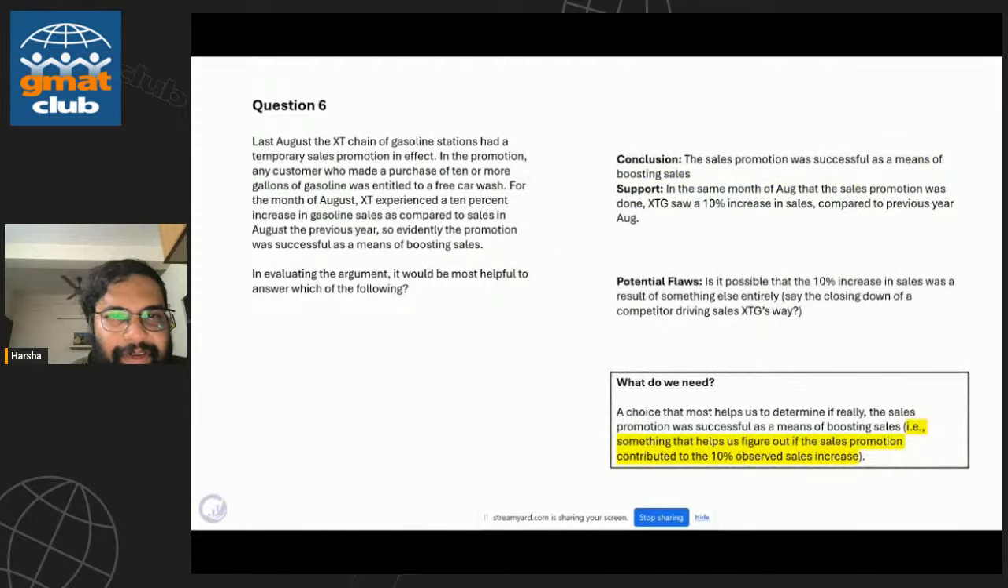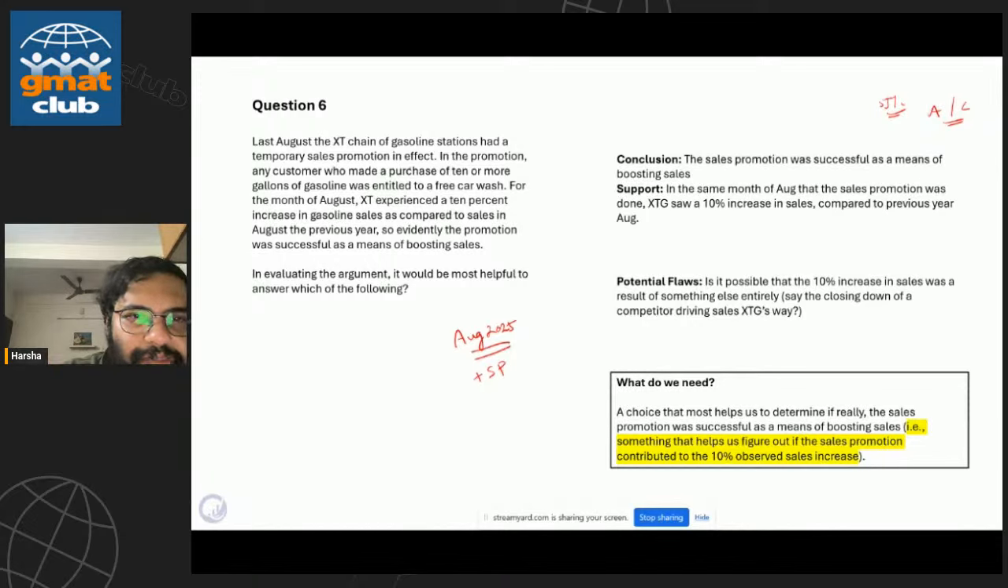This is a question where I do see that we had roughly 50% accuracy, around 55% accuracy. It was a toss between A and C, so we will discuss both. As far as the argument is concerned, I think it's fairly easy to understand and visualize, but let's do that. Last August, so for example, let's say August 2025, the Exteg chain of gasoline stations had a temporary sales promotion.